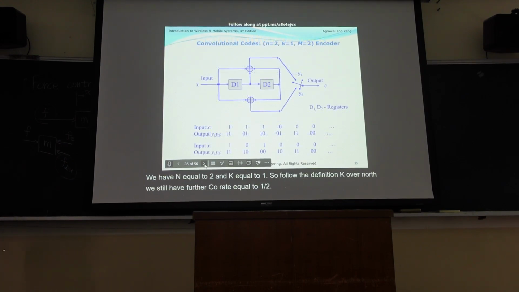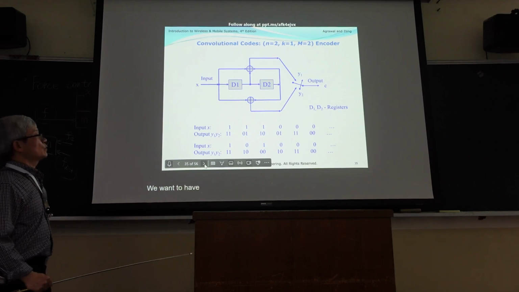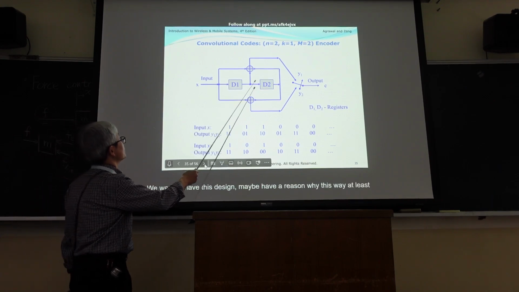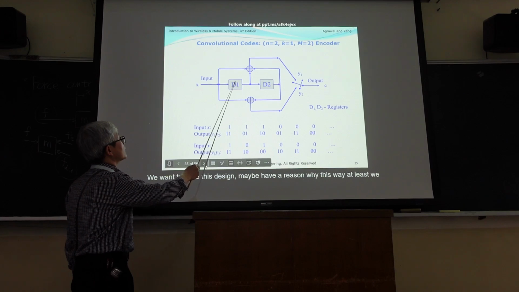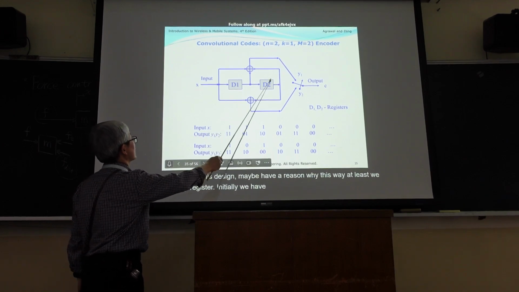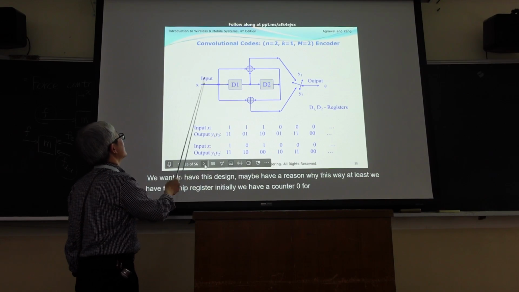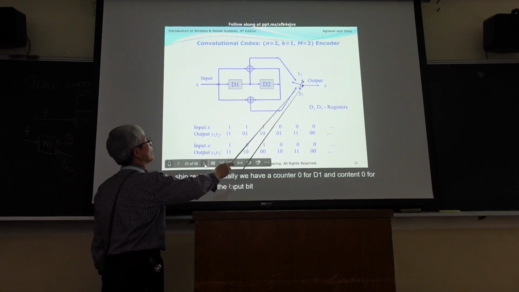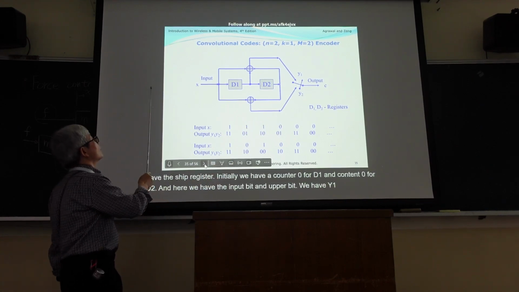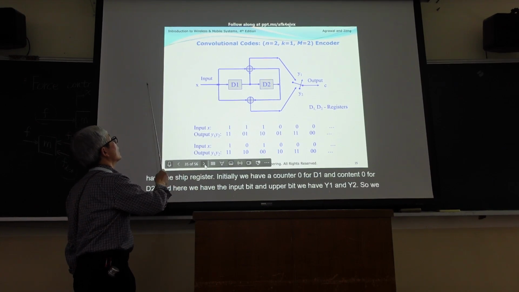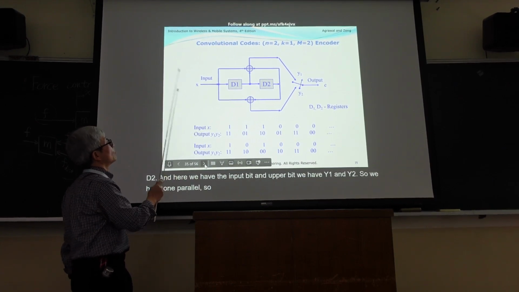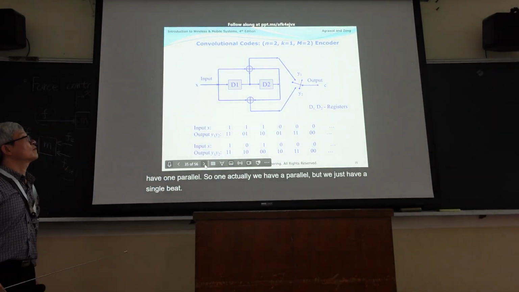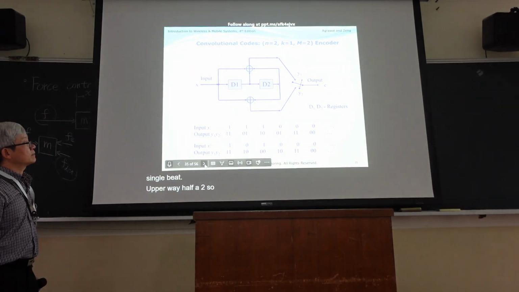Well, we want to have this design. Maybe there is a reason for it, but at least we have the shift register. Initially we have a constant 0 for D1 and constant 0 for D2. Here we have the input bit, and for the output bits we have Y1 and Y2. We have a single input bit, and the output has 2 bits.